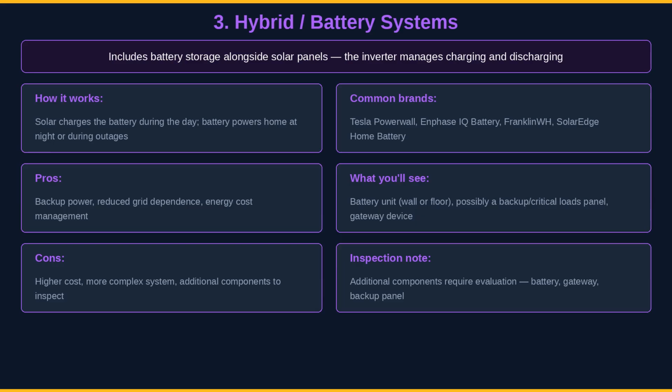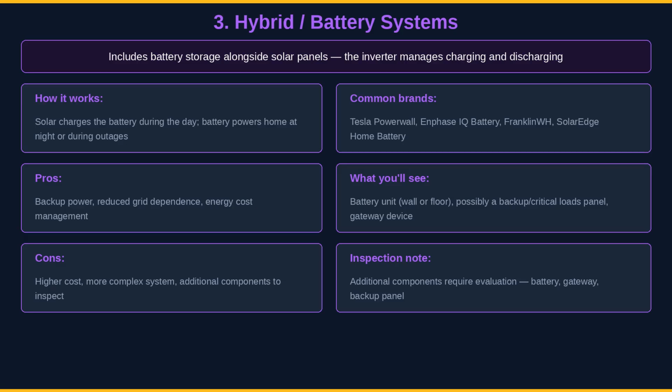Third, hybrid and battery systems. These systems include battery storage alongside solar panels. The inverter manages both solar production and battery charging and discharging. During the day, excess solar charges the battery. At night or during an outage, the battery powers the home.